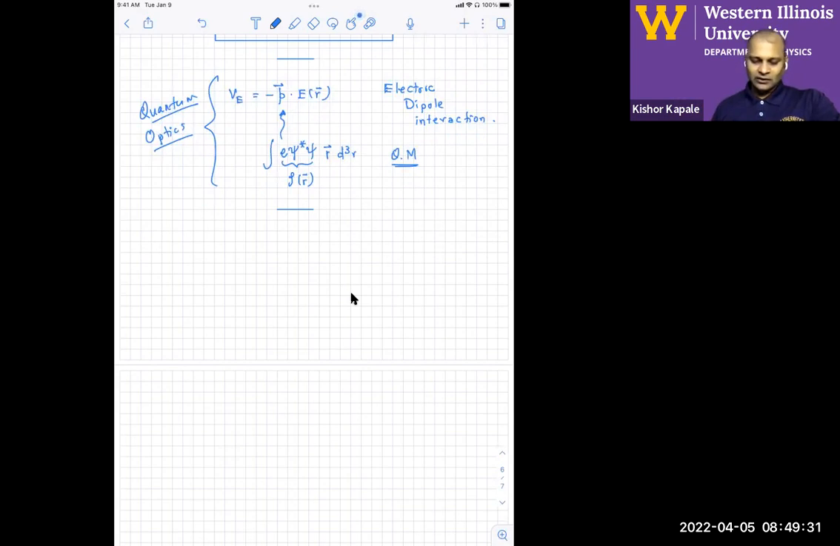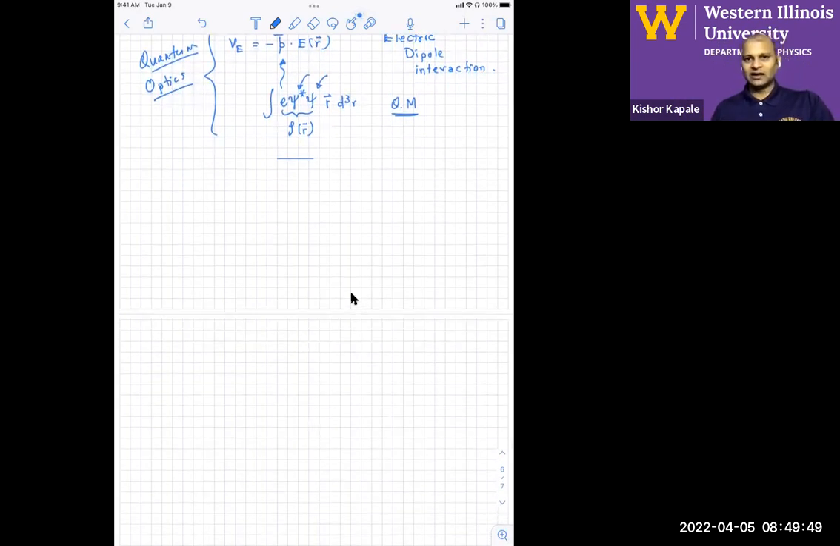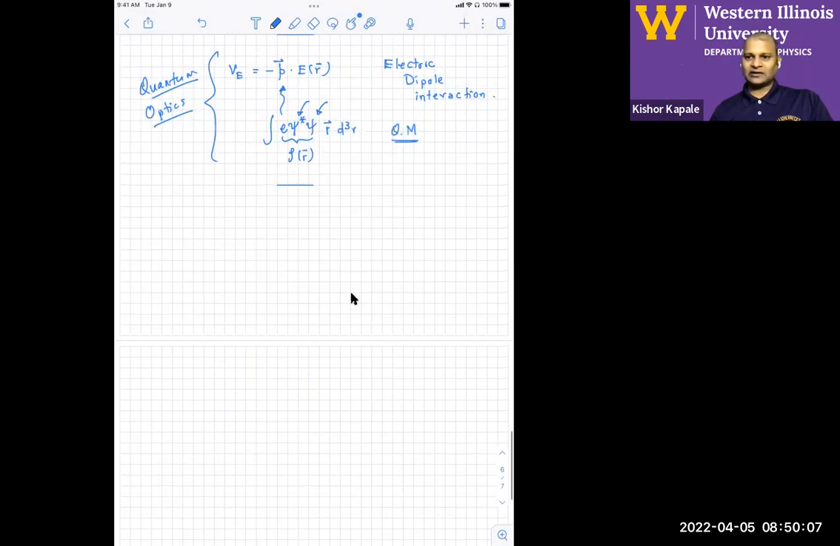And then of course, when you take into account the quantization of the atomic internal energy Hamiltonian, that gives you different energy states. And then there is another interpretation for this integral over psi star psi. When the electron is unevenly distributed between different energy states, that also can be thought of as a dipole. And there is a corresponding dipole moment associated with that, which is then going to interact with the electric field.